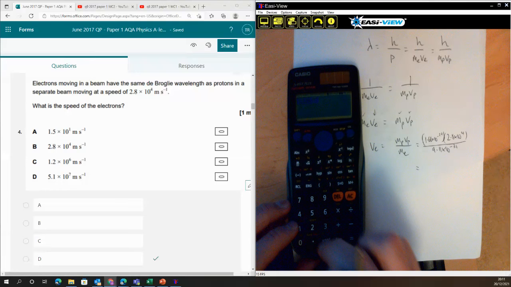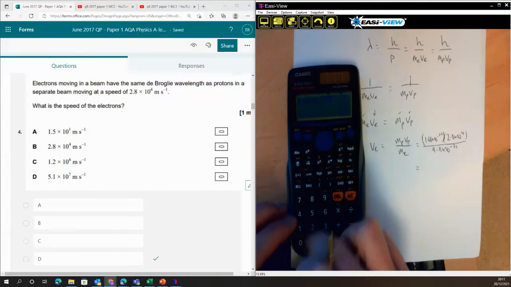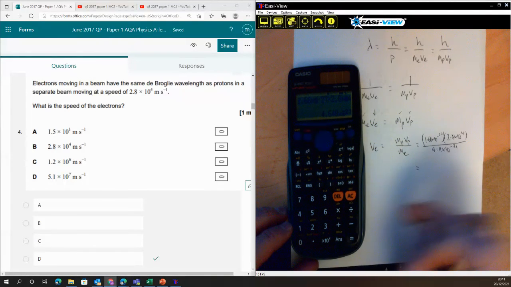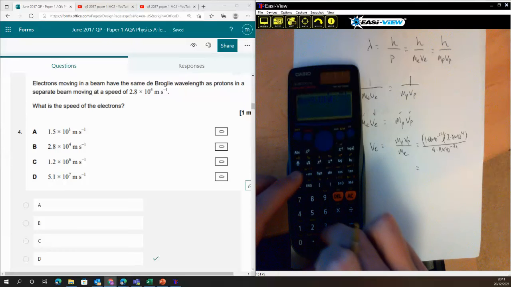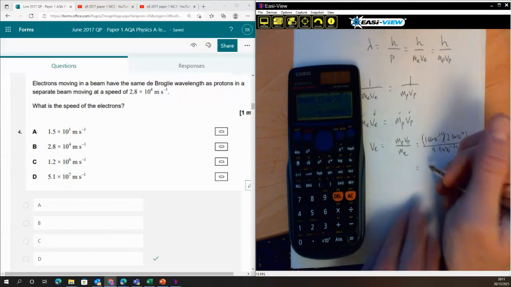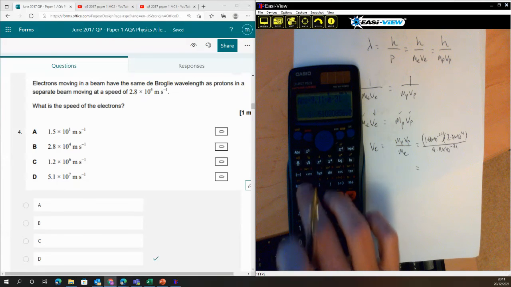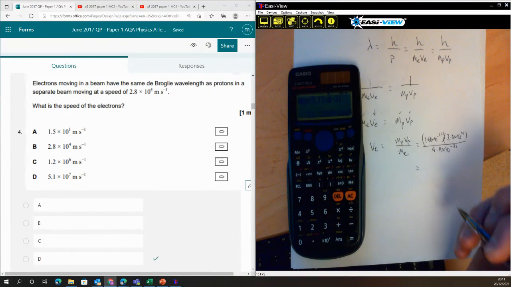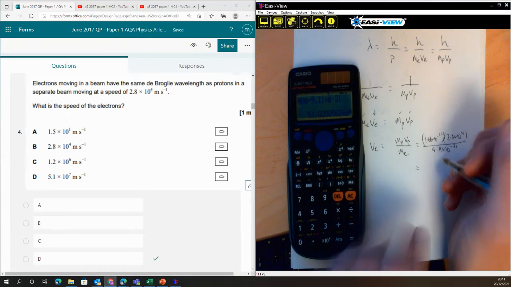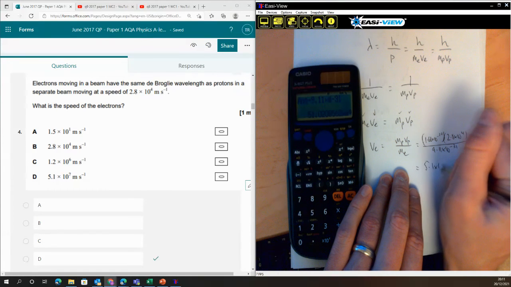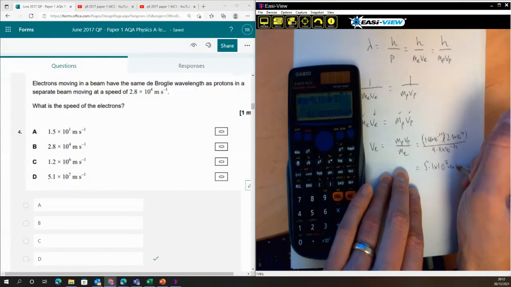So 1.66 times 10 to the negative 27 times 2.8 times 10 to the 4, divided by 9.11 times 10 to the negative 31. And I get lots of numbers. I can use the ENG button again to help me. So I get 51 times 10 to the 6, which is 5.1 times 10 to the 7 meters per second.